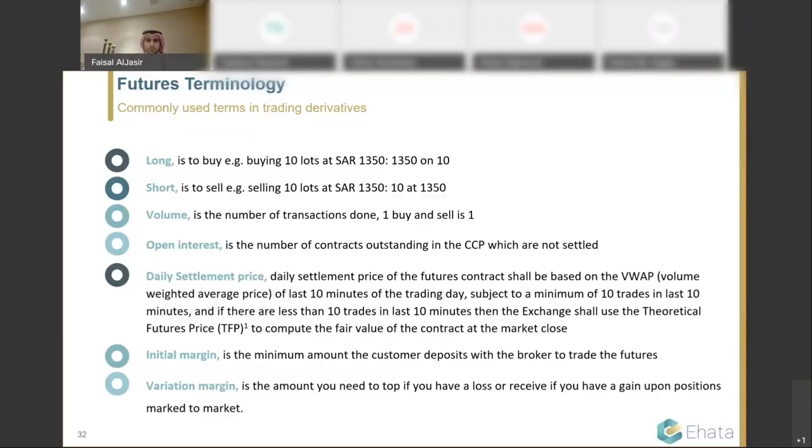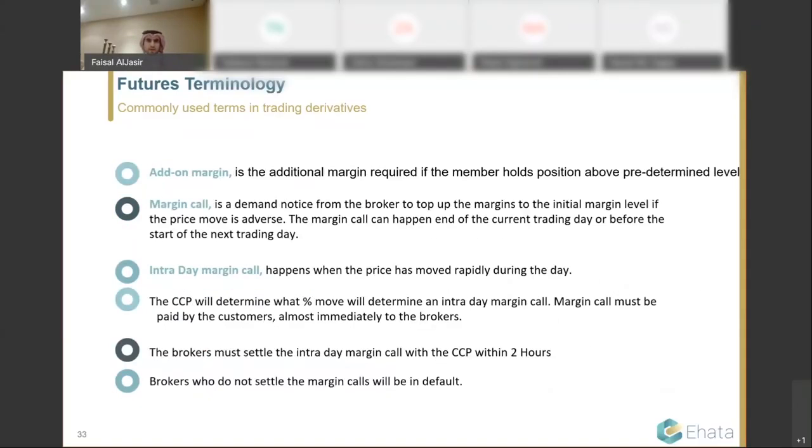We explained also margin, variation margin, margin call. This is a demand notice from the broker to top up margins if the market went against you. You top up these margins to bring them back to the initial margin level that you have entered into. That's an important concept. Intraday margin calls happen when the price moves rapidly during the day.